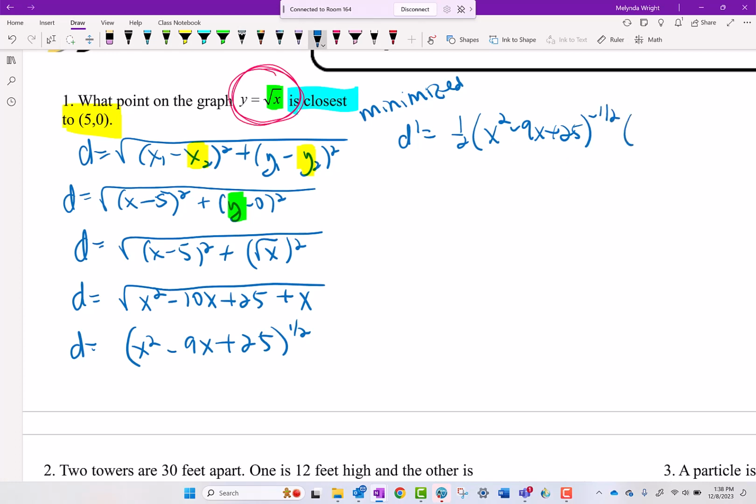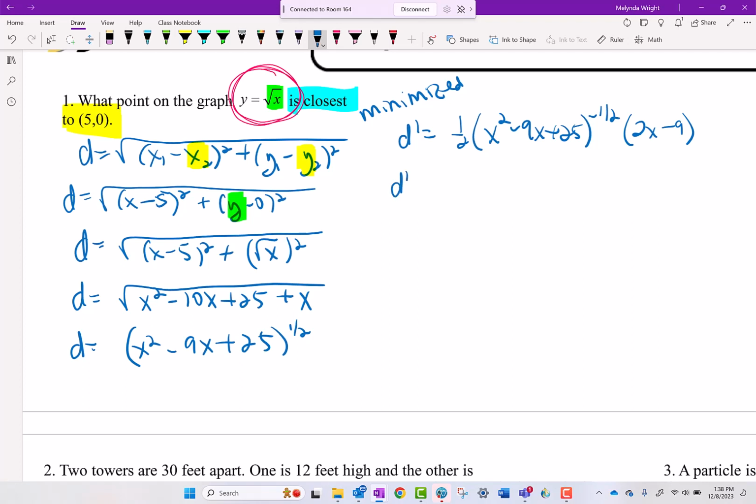And then we chain it, right? The derivative of the inside, the derivative of x squared is 2x, and the derivative of negative 9x is negative 9. All right, now we're going to have to set it equal to 0 to find our critical number. So I'm going to clean it up a little bit, just algebraically.